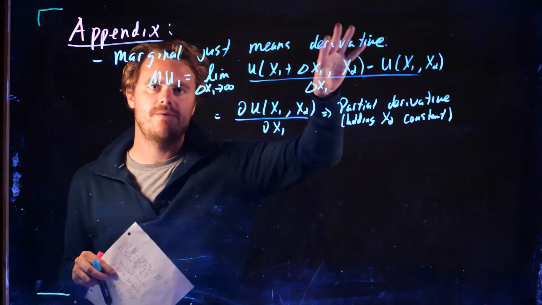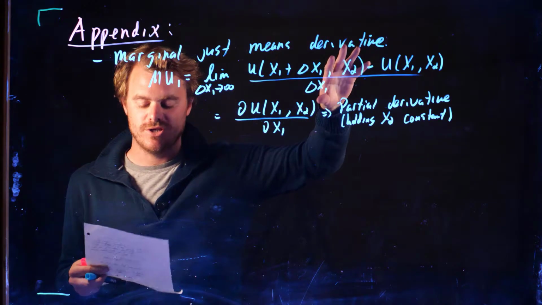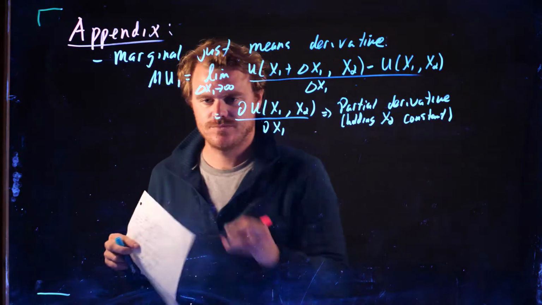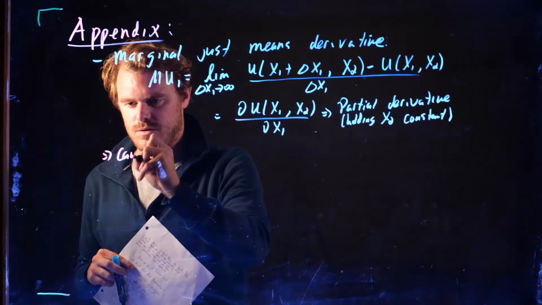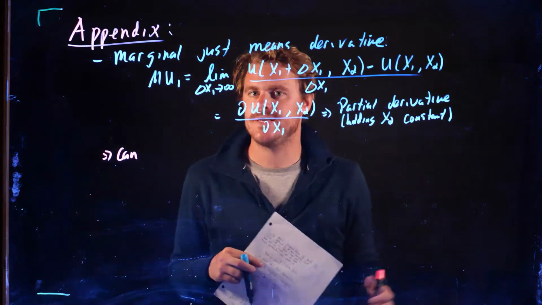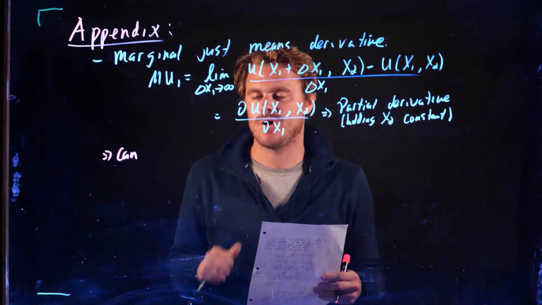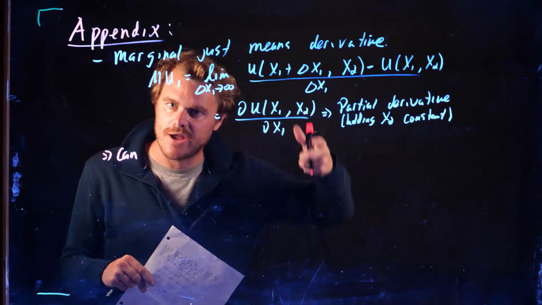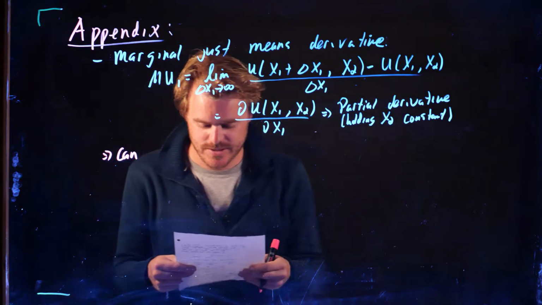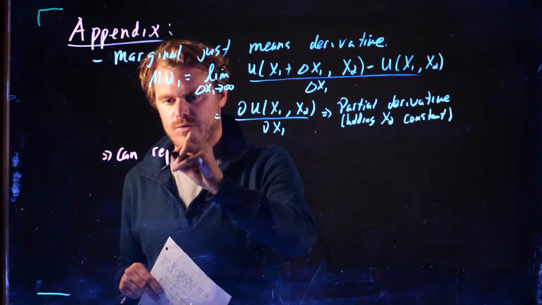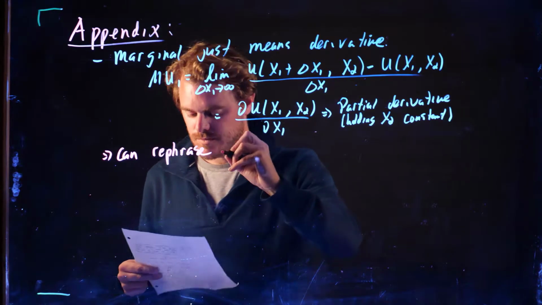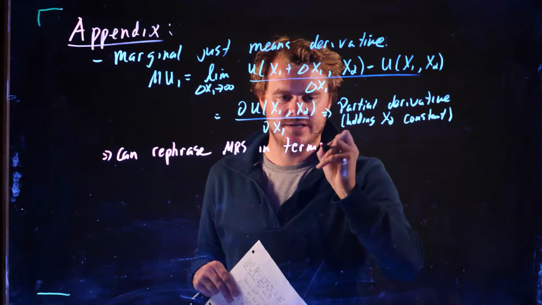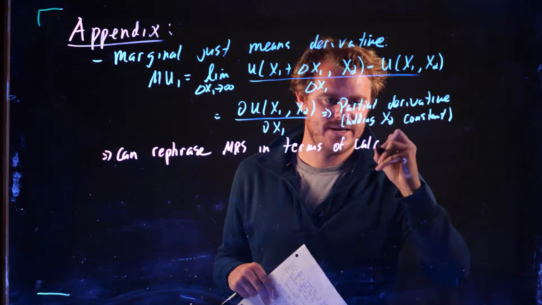So we can rephrase the marginal rate of substitution in terms of calculus. We can do so in two ways. One's going to be a little more straightforward, I think, in terms of straight up partial derivatives. And the implicit function, I think, is just a little harder to get your head around, but it's really useful for showing a few things. We can rephrase MRS in terms of calculus in two ways.